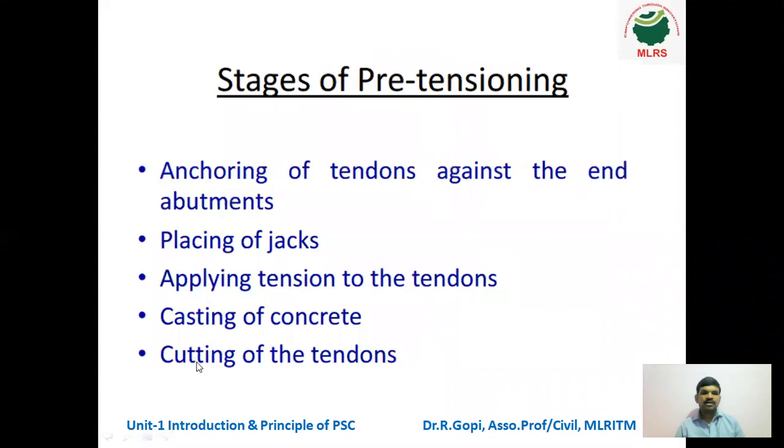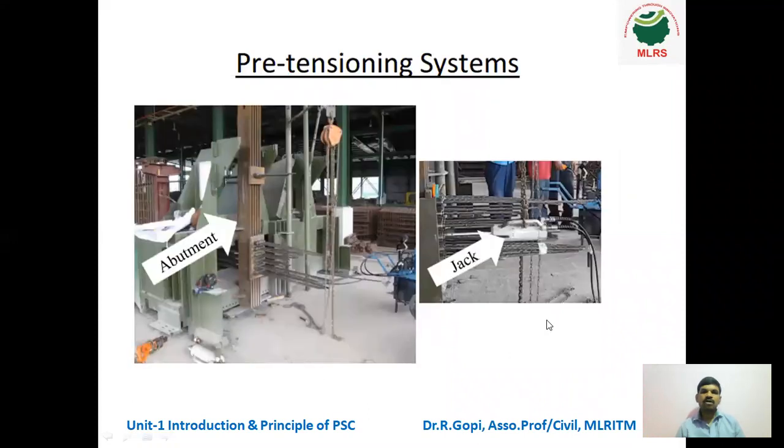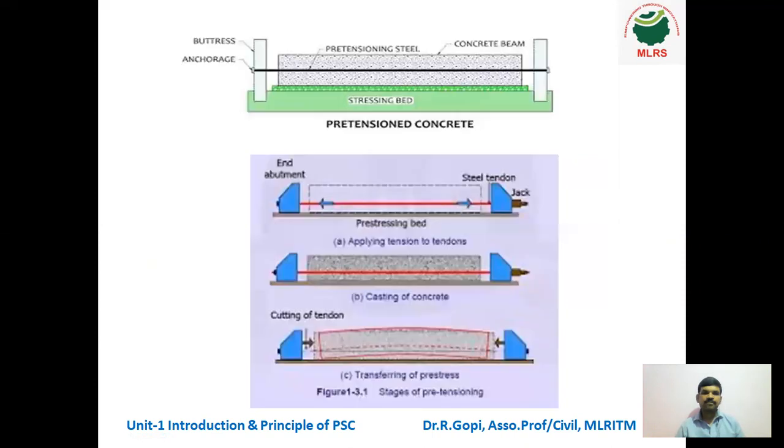Okay. Then cutting of the tendon. After concrete achieved sufficient strength, there are two ends of the abutment. In the two ends, the rods are cut. Now this diagram will explain clearly.